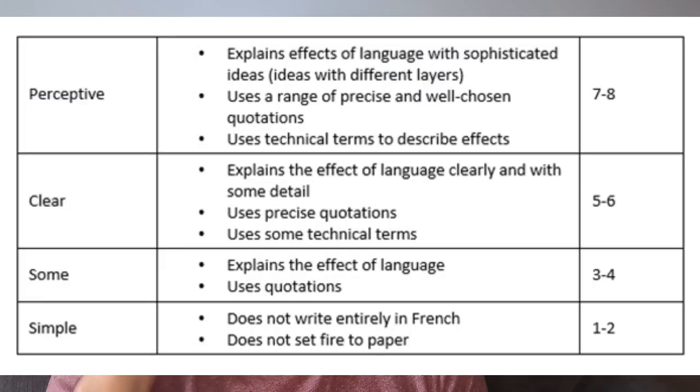If we have a look at this table here, to get up to our top level marks, the word that they use to describe it, 7 or 8 marks out of 8, is perceptive. So in that case, we want to explain the effects of language with sophisticated ideas, those ideas with different layers. It's this, but it's also this.